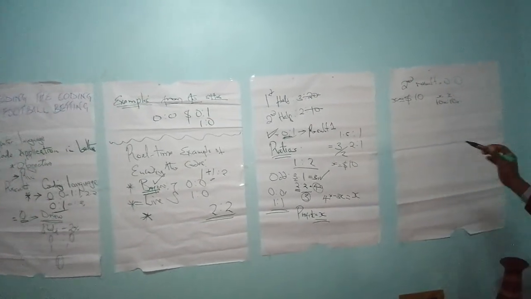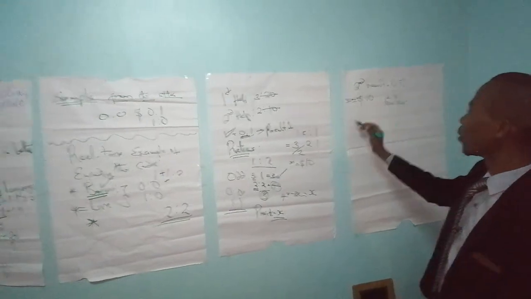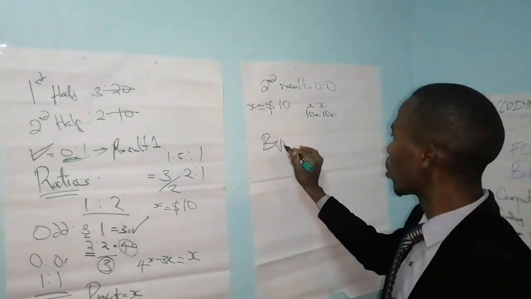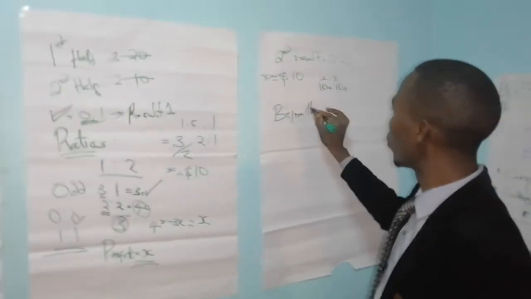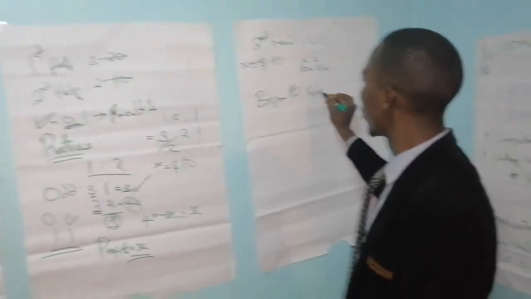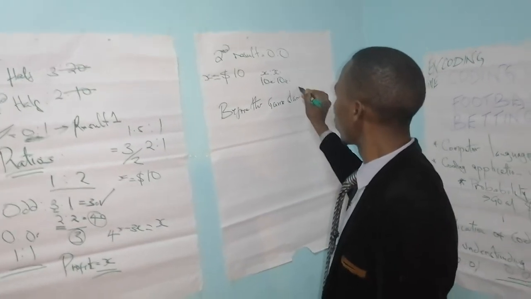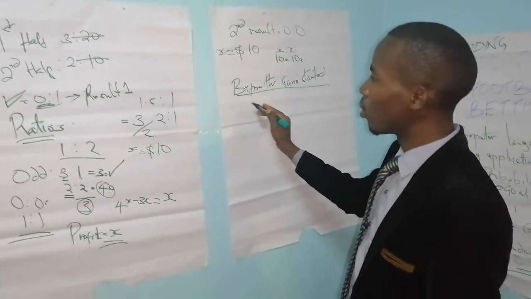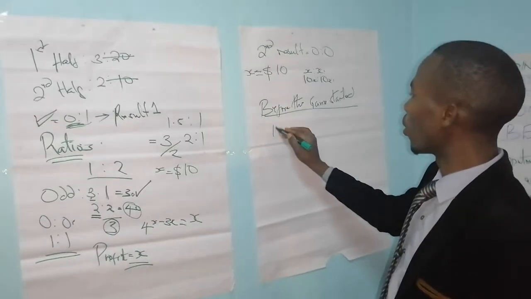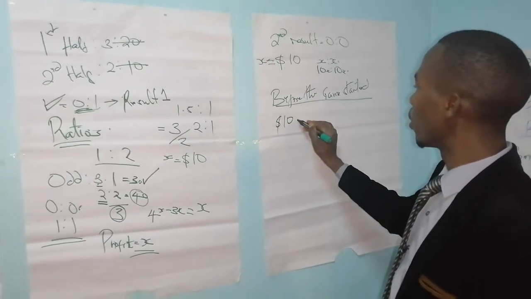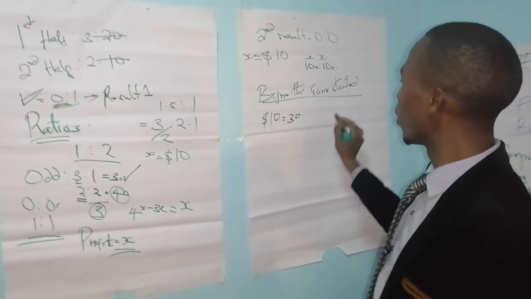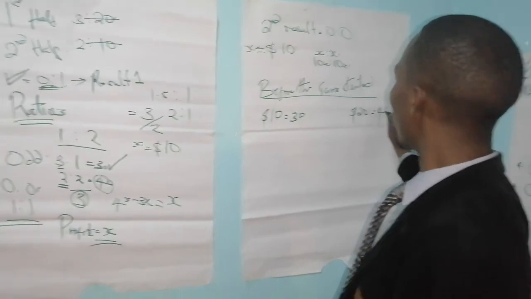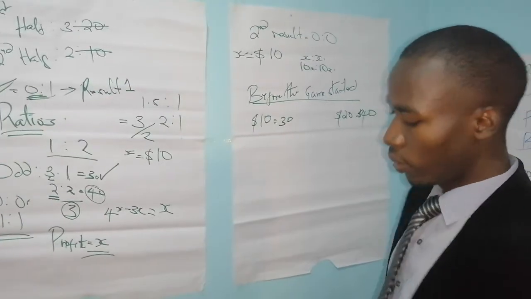We have a pending $10. Remember, before the game started, we used $10 on this side to give us $30, whereas we used $20 on this other side to give us $40.